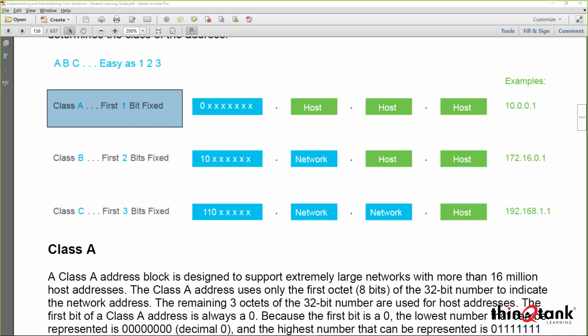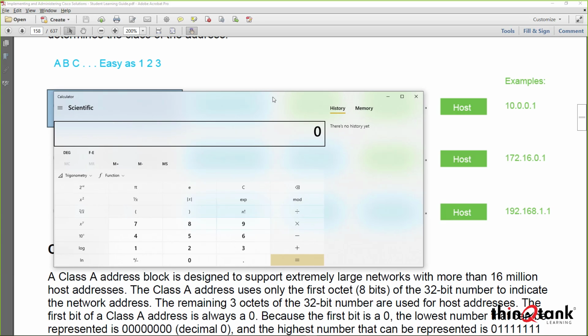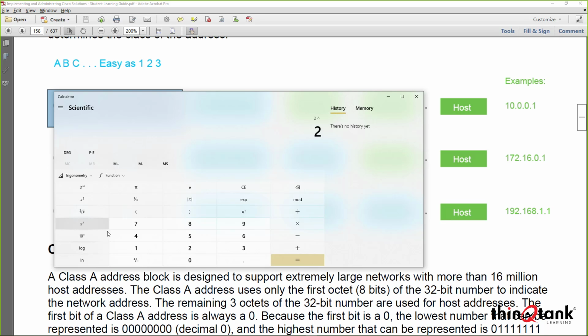How many clients exist in a Class A address? 2 to the power of 24 addresses minus 2, of course. So you would have 16.7 million hosts in one broadcast domain. That would be equivalent to sticking 16.7 million people in this room, and that's the only way in and out, that door.